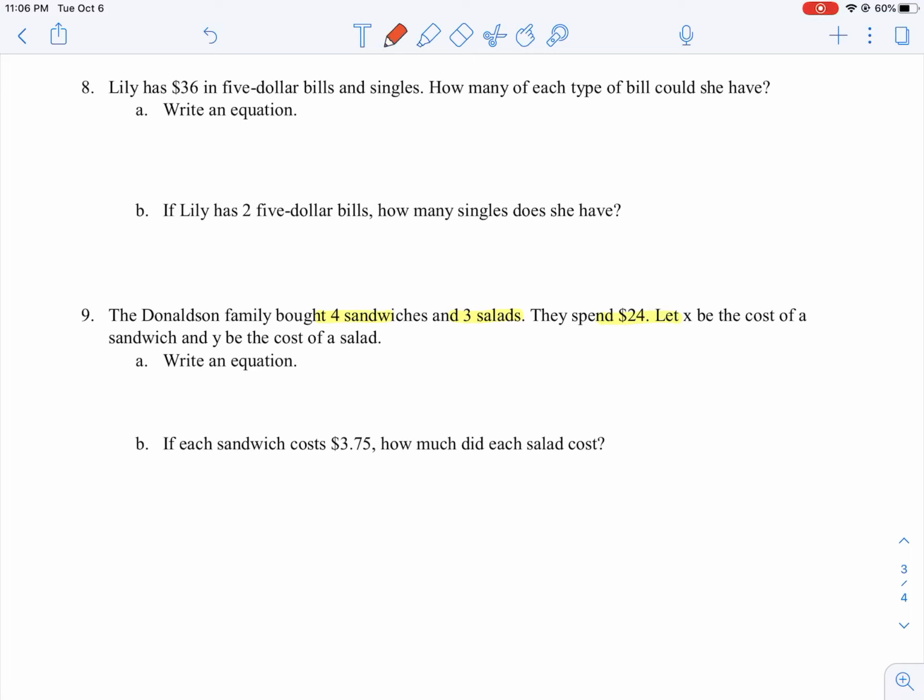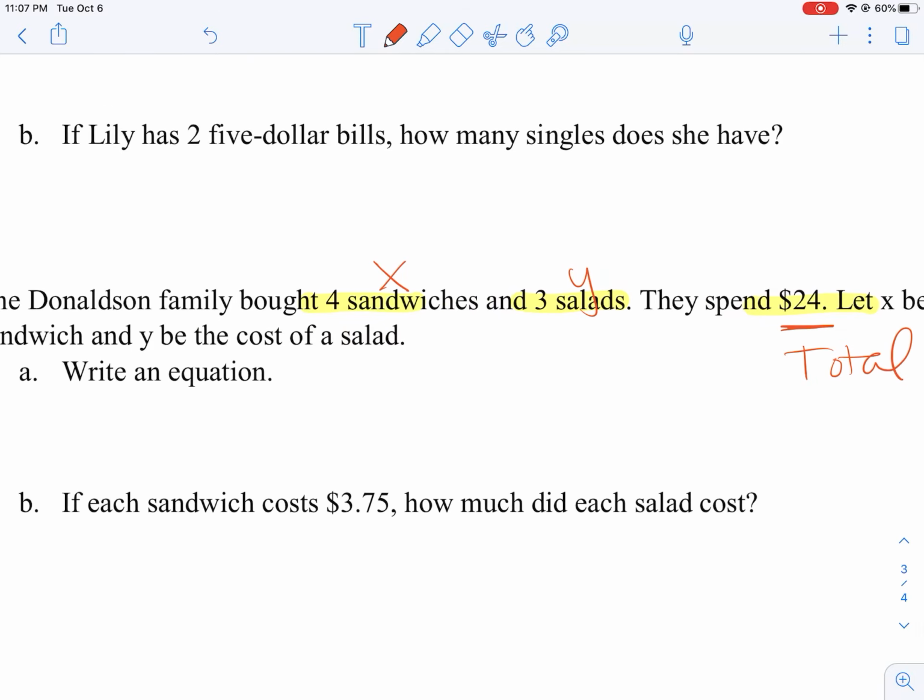So what you're going to do is you're going to name one of these things, sandwiches or salads, X or Y. It doesn't matter which one. So I'm going to name them this way. And then you're always going to have a total, which is going to be the C value, the one on the other side. So the equation for this is simply 4x plus 3y equals $24. So again, if you read a problem and there are 3 numbers and you don't have a slope, this tells you that you're writing something in standard form. So figure out the 2 categories or the 2 different things that this is about. Make one x, one y, and then equal it to the total.